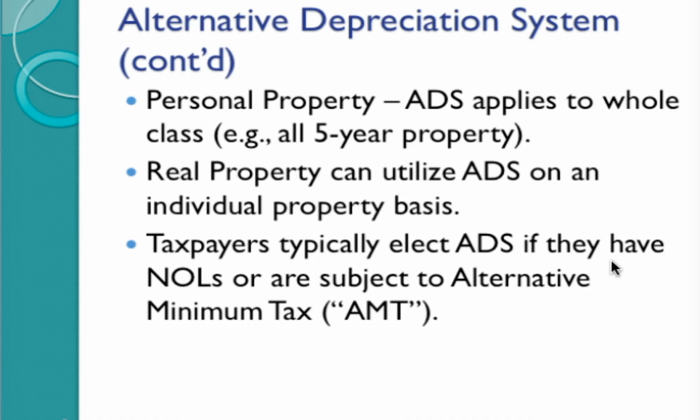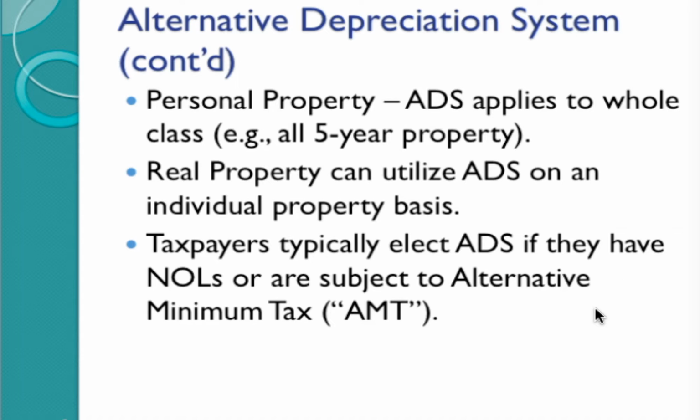For personal property, ADS applies to the whole class. So depending on what class it's in, it would apply to anything that's in the 5-year property class or the 7-year class or whatever. When you're talking about real property, you can use ADS on an ad hoc basis, so you wouldn't have to make a selection for everything within the 27.5-year class or the 39-year class. You can pick individual properties and use ADS on those.